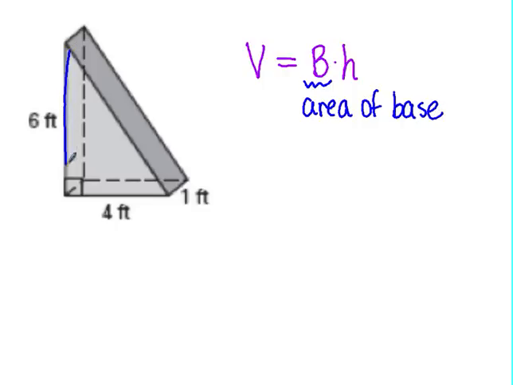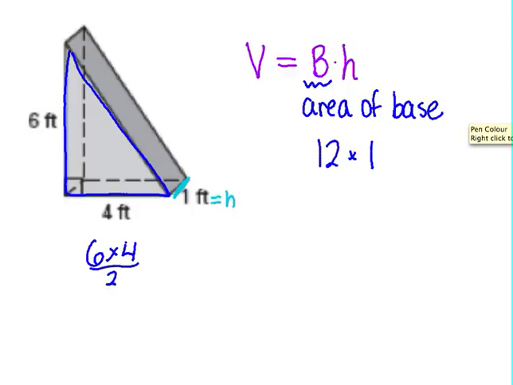So here's the area of the base right here. Base is what shape? Wait, isn't the base the bottom one? No, the base is actually the shape that's repeated. And if you notice, I've got a triangle on the front, I've got a triangle on the back. That's the base. My height in this triangle is the 1. So the shape is a triangle, right? So the area of the base will be 6 times 4 divided by 2. So what's the area of the base? 12. So I have 12 times my height, which is 1. So what's my volume of the prism? 12 feet cubed.